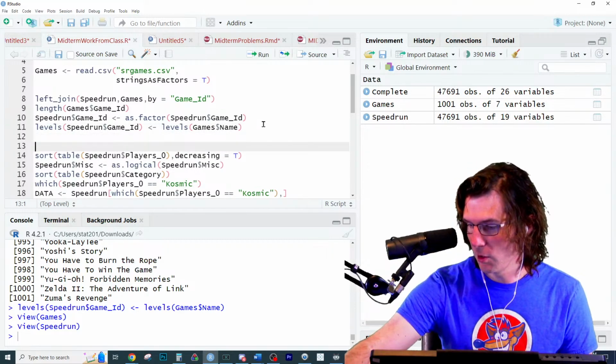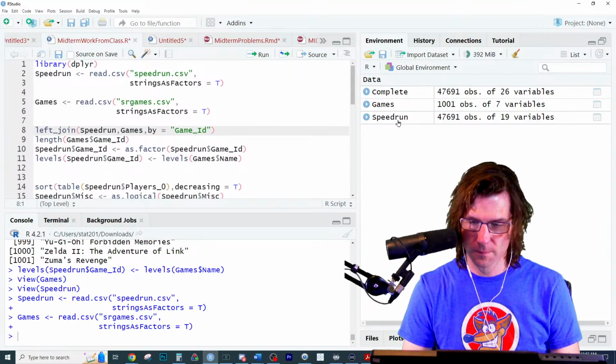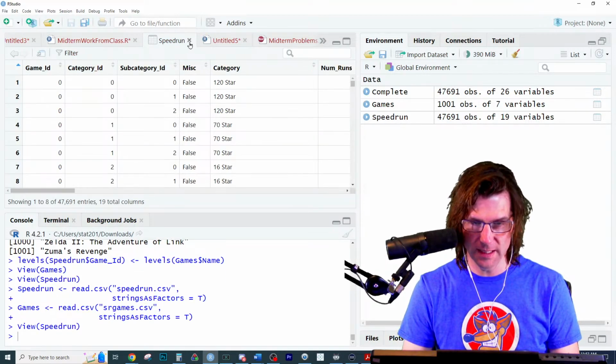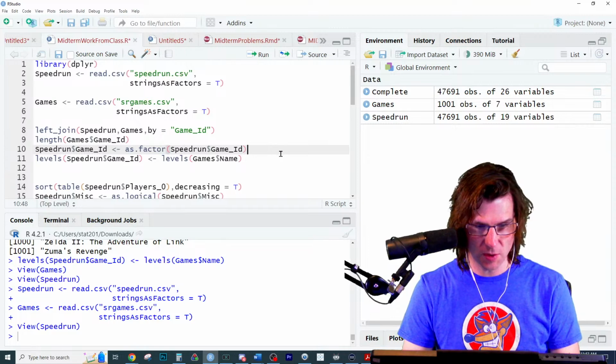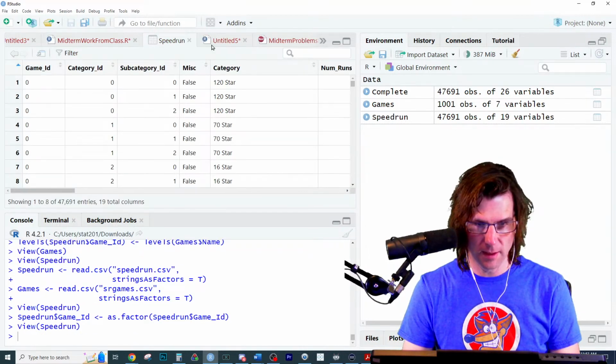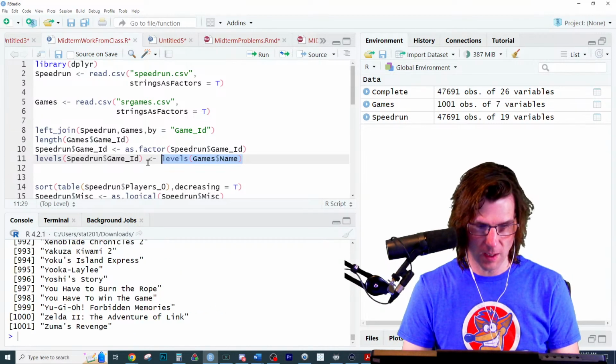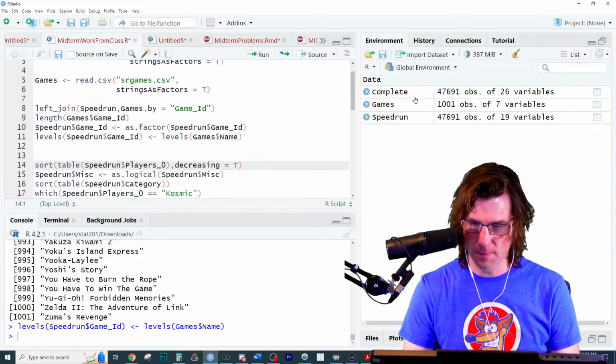We'll put a 2-minute clock on. Then we're going to do some 201. Okay. There's the game ID. Here's me turning the game ID into a factor. And there's the game ID as a factor. Here is the levels of this. Okay. Then we're overwriting the levels there.